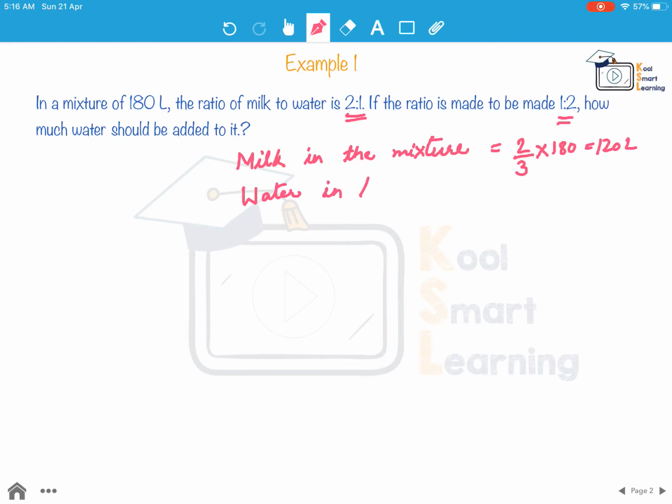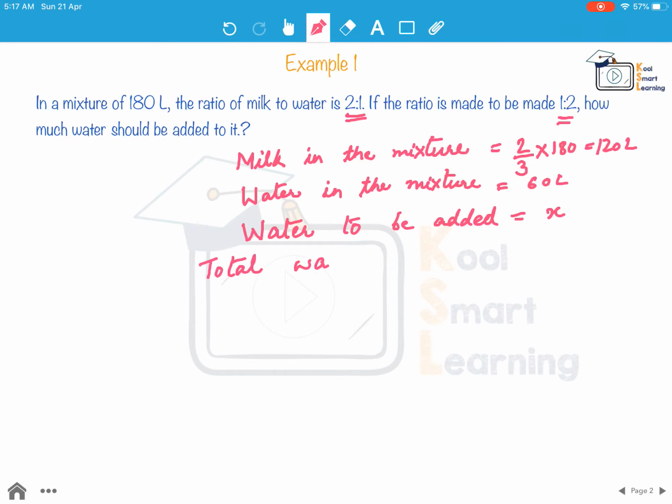Similarly, water in the mixture is the remaining 60 liter. So now we need to add more water to it to make the ratio 1:2. So let's take the water to be added as X. So what will be the total water content in this mixture now? After the water is added, it becomes 60 plus X liter.